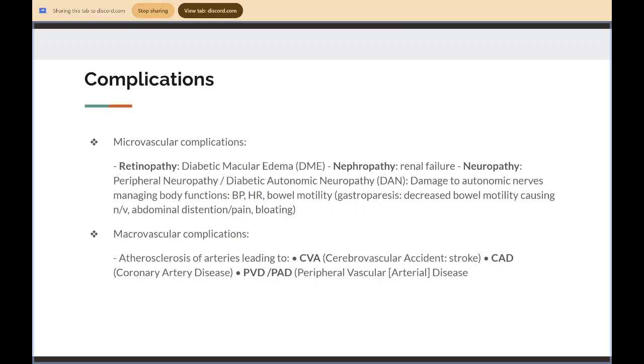Macrovascular complications are going to be CVA, which is cerebrovascular accident, aka stroke. And then you can have atherosclerosis of arteries and coronary artery disease affecting the circulation of the heart, and peripheral vascular disease or peripheral arterial disease.